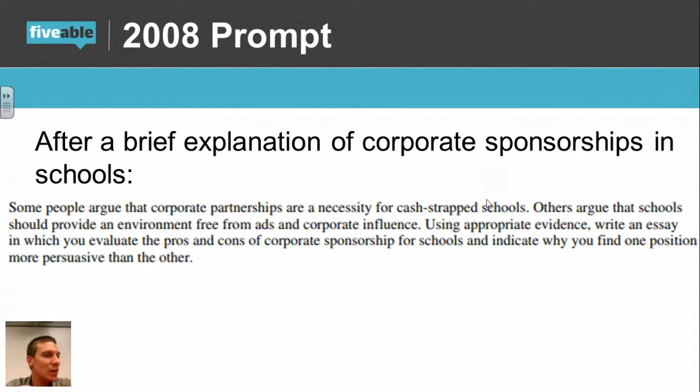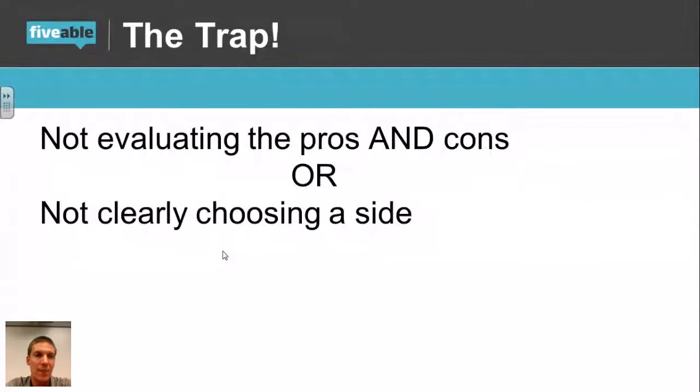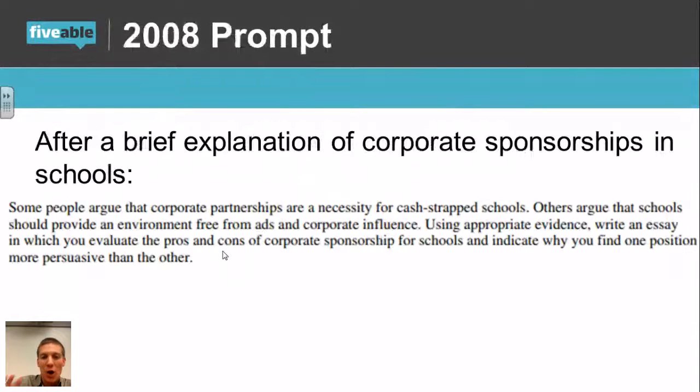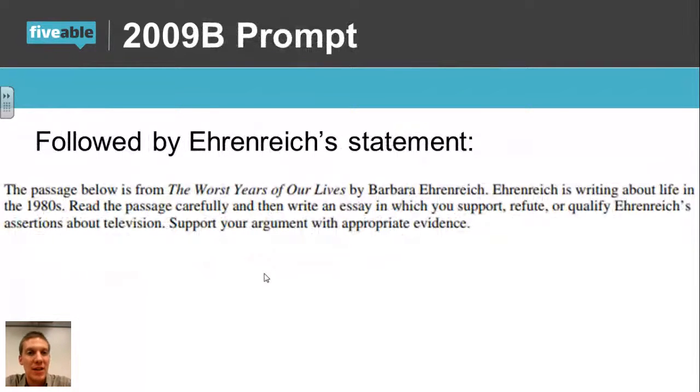It's different than most, and I don't expect you to have to evaluate the pros and cons this year. But the point being, there are two traps again, same as the first one tonight: not evaluating the pros and cons, maybe just focusing on one, or not clearly choosing a side. So I don't expect the pros and cons to be a part of 2019's test. However, that's not going to throw you off if they do, right? I'm taking 5 minutes and making sure I see what's being asked of me, and then I'm making a game plan. We can do this. Next prompt, 2009B.